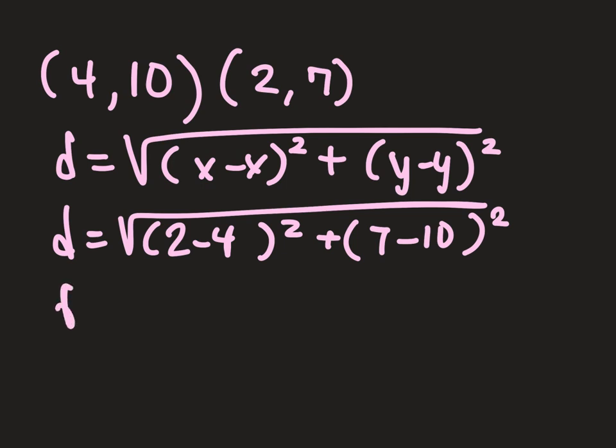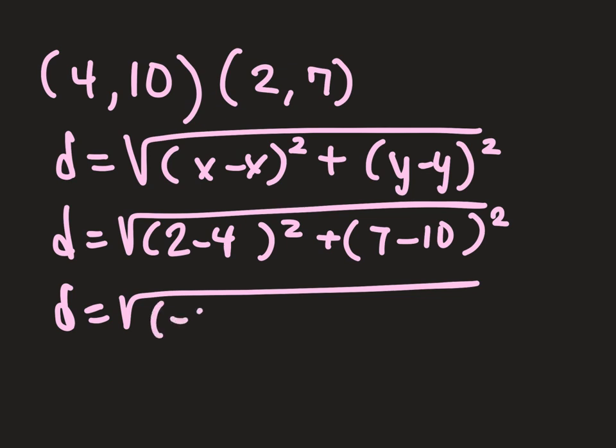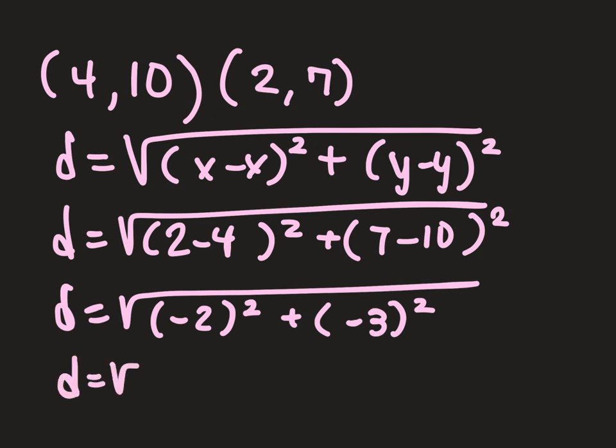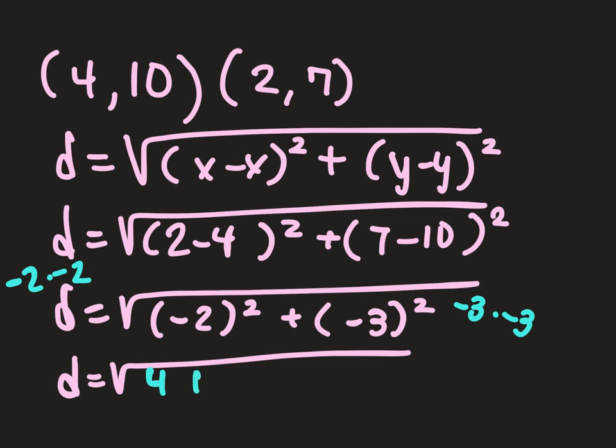All right, next line of work is going to say the square root of negative 2 squared plus negative 3 squared. 2 minus 4 is negative 2. 7 minus 10 is negative 3. Okay, next thing in order of operations, I'm going to deal with my exponents. So I have 2 negative 2's. That's like having negative 2 times another negative 2. Well, that equals a positive 4. A negative 3 times a negative 3. That's like having a positive 9. So when you have these parentheses, keep the parentheses. You have 2 of everything inside. So if you have negatives, they'll turn into positives.